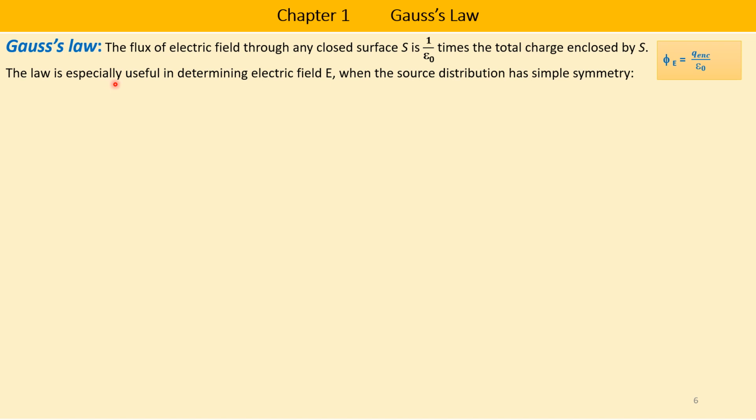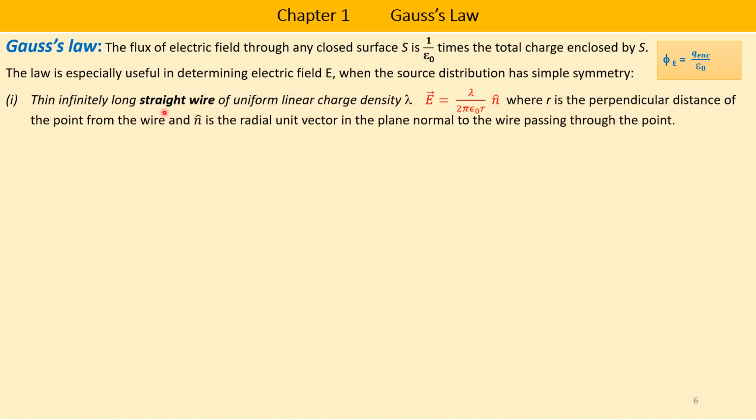This law is especially useful in determining the electric field E when the surface distribution has simple symmetry. Hence, electric flux is represented by the letter phi subscript E is equal to charge enclosed divided by epsilon naught. This is the formula given in the box on the right hand side.